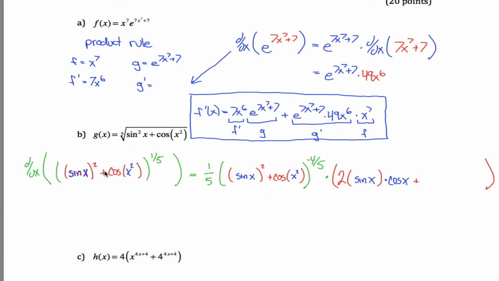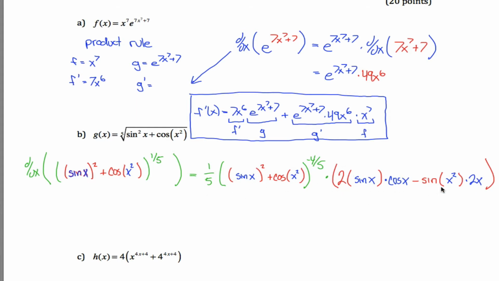I got the outside function is cosine. The derivative of cosine is negative sine. So we'll make this minus. But instead of negative sine of x, I'm going to write negative sine of something. That something being x squared. And the derivative of that something is 2x. So what you get for your final answer is this guy.